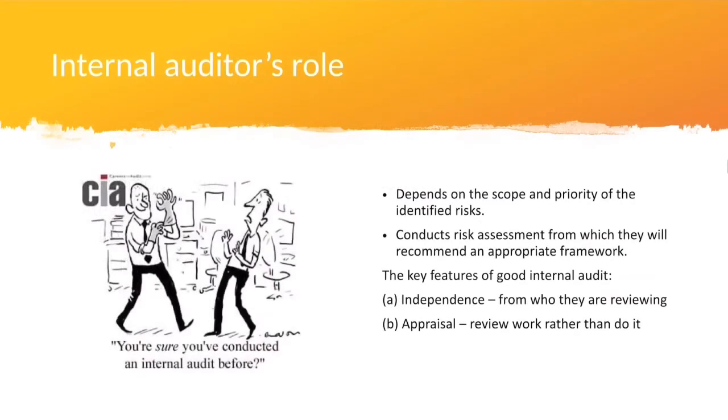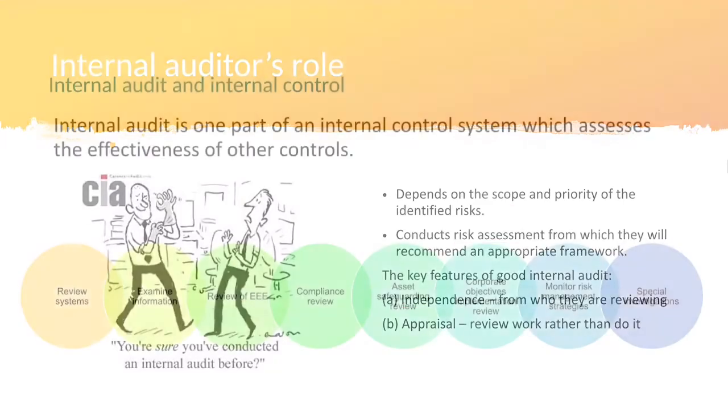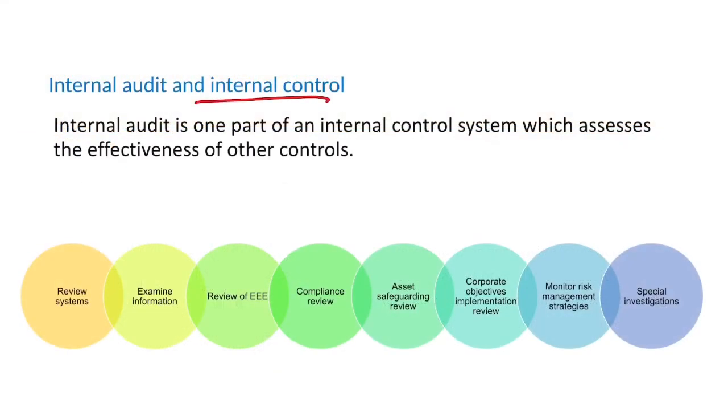So what is the internal auditor's role? It depends on the scope and priority of identified risk; they conduct risk assessments from which they will recommend an appropriate framework. The key feature of a good internal audit is independence from whom they are reviewing, and appraisal, reviewing work rather than doing it themselves. It's a kind of check and balance or reconciliation or reperformance. You can see here a quote; you are sure you have conducted an internal audit before, right? It shows an impression of how the internal audit is being conducted. Internal audit and internal controls can be seen here on the screen, which assesses the effectiveness of controls.